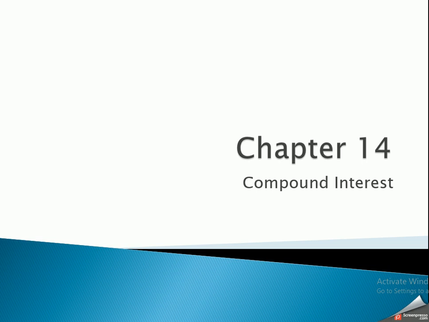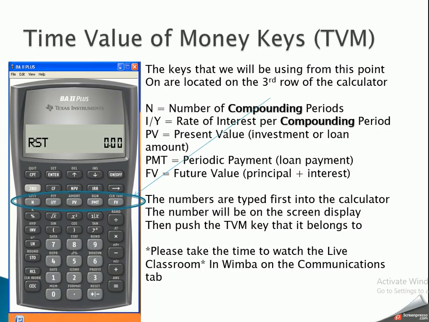The calculator that I will teach to is the Texas Instrument Financial Calculator, the BA2 Plus. So please make sure that you purchase that if you have not already. Okay, so then these are the keys. Our time value of money keys are located on that third row down, again, of that Texas Instruments Financial Calculator. And you're going to want to use these.